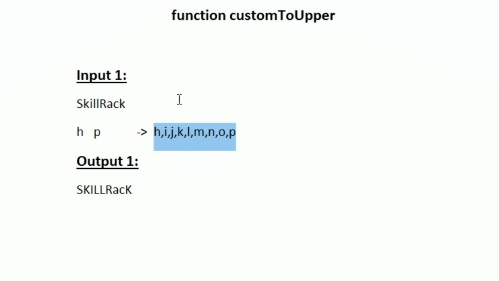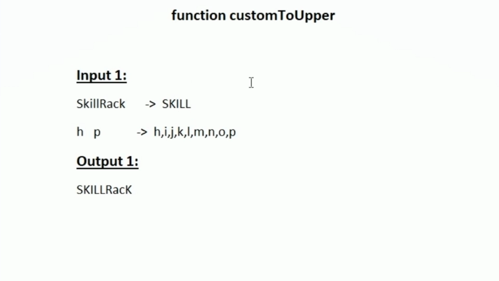So here the input string is SkillTrack. The first character S is already uppercase, and then the second character K is lowercase, and we are able to find K in this range. So we have to toggle this character K to uppercase. So the new string will be: first S in uppercase and then K also in uppercase, and then the third character is I, and I is also present in this range, so I must also be toggled to uppercase, and then the next two characters L are also present in this range, so they must also be toggled to uppercase.